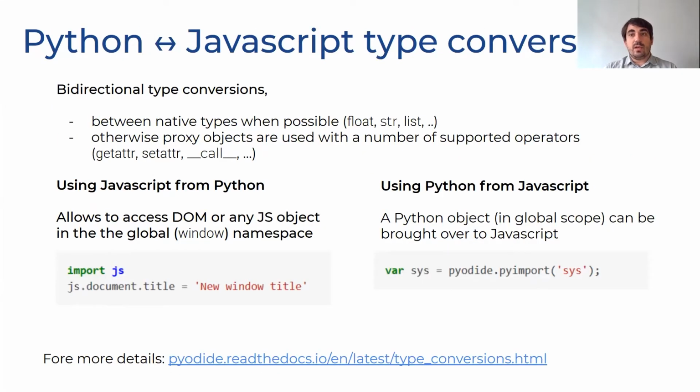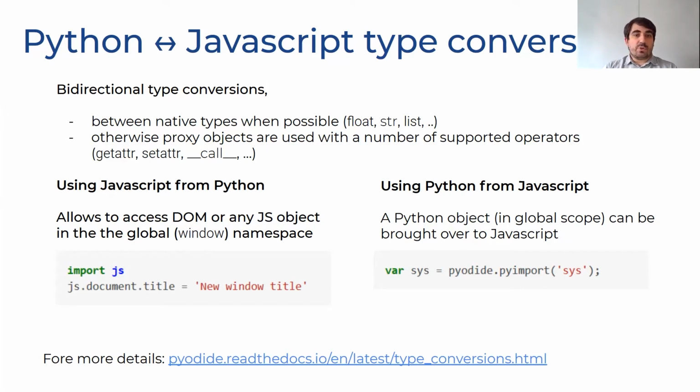So an interesting thing is that we are able to convert types between Python and JavaScript. So meaning that if you have, for instance, a float in Python and you want to pass it to JavaScript, it will be converted as a number. Or for instance, for strings. So for basic simple types, we are able to do this conversion. For more complex types or objects, we use either proxy objects or extension types, which essentially allow you to expose some opaque wrapper that supports a number of operators. So for instance, you can set attributes, get attributes, and the full list is provided in the documentation.